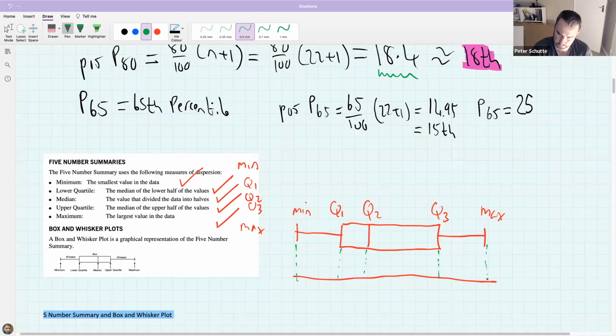Okay, so I'm going to do an example with you now, but give me a thumbs up if you've seen a box and whisker plot before. Give me a thumbs down if you've never seen a box and whisker plot. It's helpful for me to know as I go about explaining.